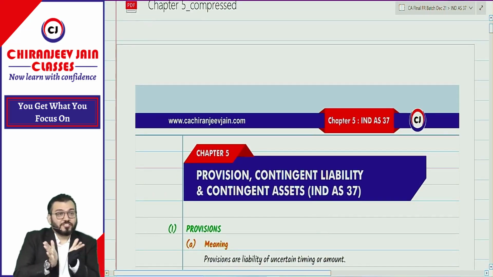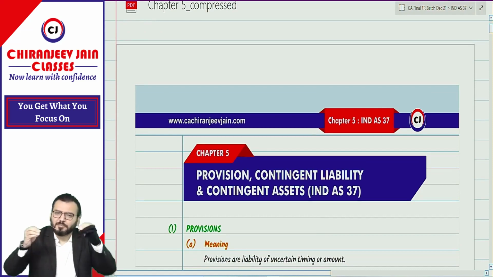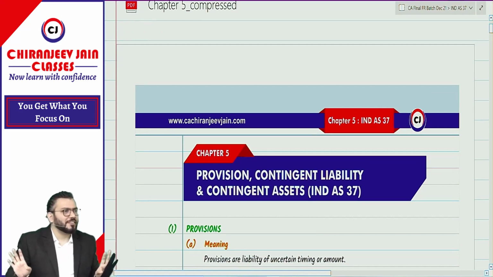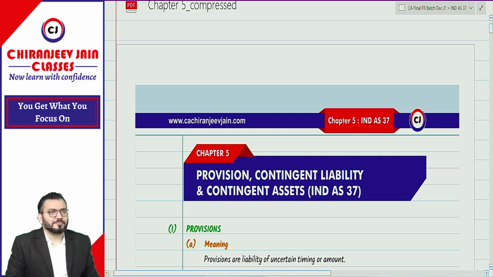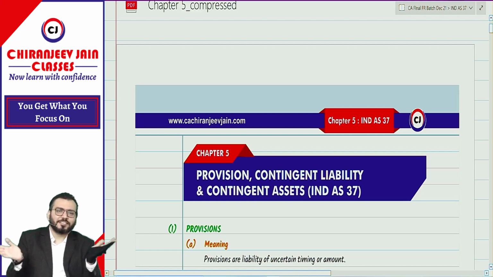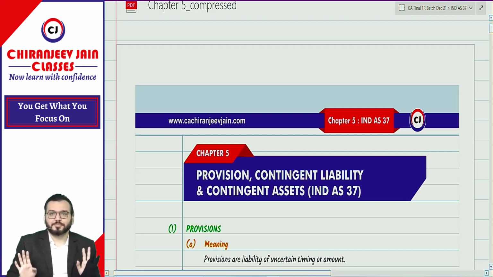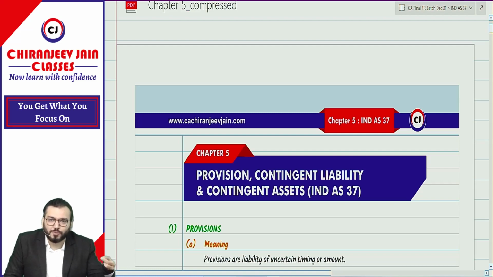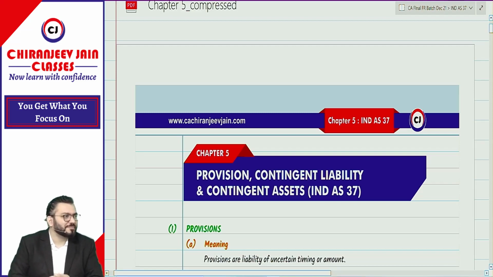You are saying provision is certain. This is the first answer I get in every batch, believe me. We all are the same. The first answer is that provisions are certain and contingent liability may or may not happen. Provisions are certain? Totally wrong. How may provisions be certain? If it is certain, then it becomes a pure liability. Then what is the difference between liability and provision?